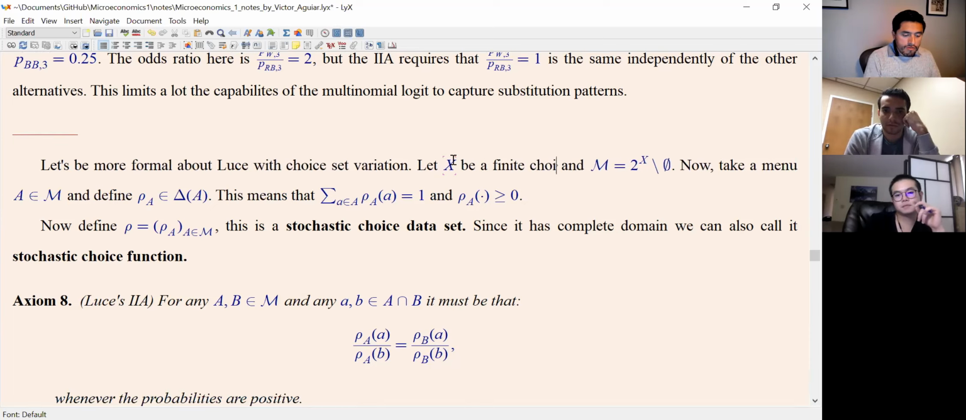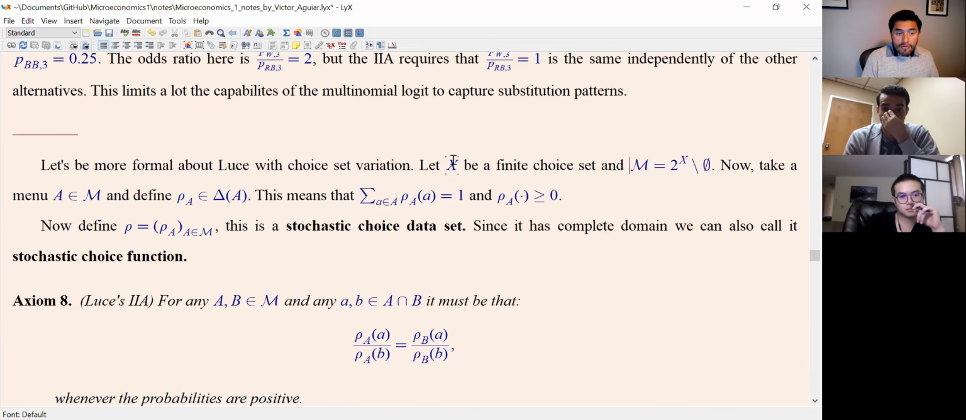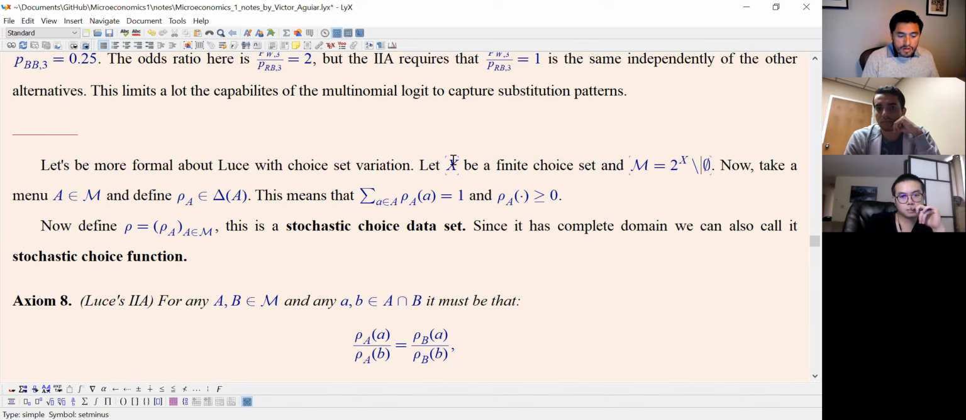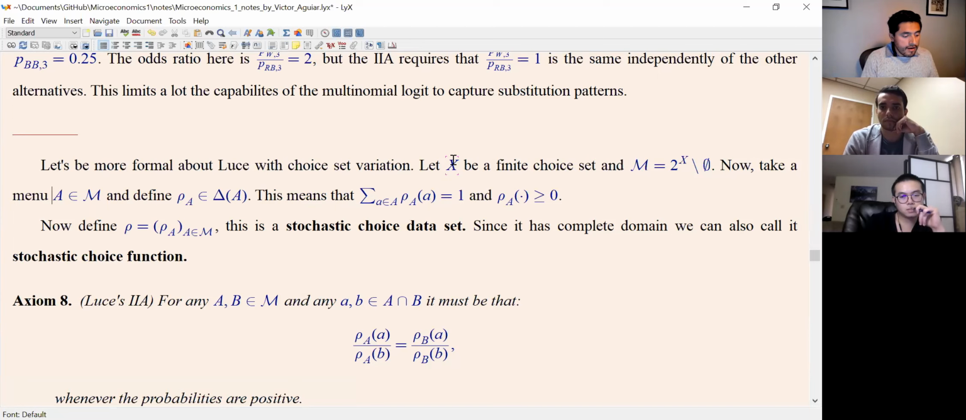And then I'm going to define the collection of menus as 2 to the power set minus the empty set. Now take any particular menu inside it, and I'm going to define a stochastic choice rule. I'm going to change slightly the notation here just to make clear that this is this ideal object that we use with choice set variation.